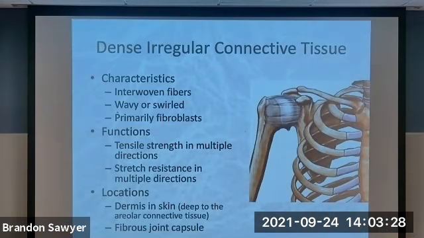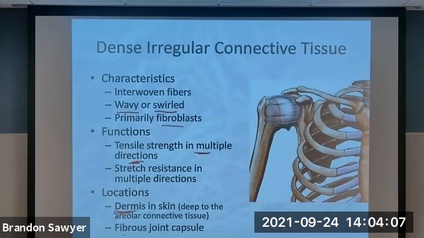We see much more waviness or a swirled look to the dense irregular. Again, mostly fibroblasts. This is going to have good tensile strength in multiple directions. We're going to find this in places that need to get stretched out in multiple directions, for example, our skin. First we have the epithelial tissue in our skin, then we have that areolar connective tissue, and then underneath that we've got our dense irregular connective tissue. Those bottom layers are all part of the dermis, which you'll learn about in the TBL stuff for Monday.